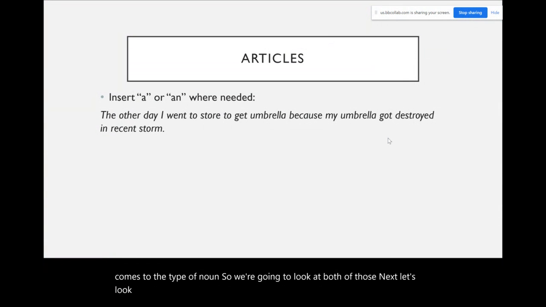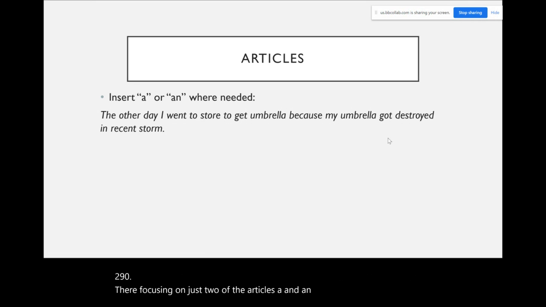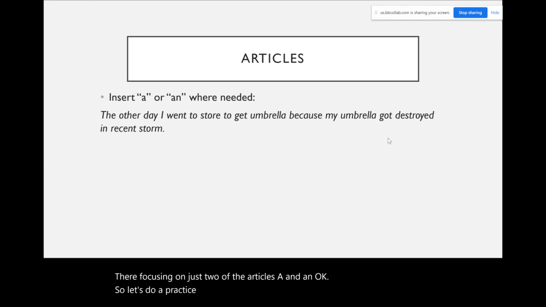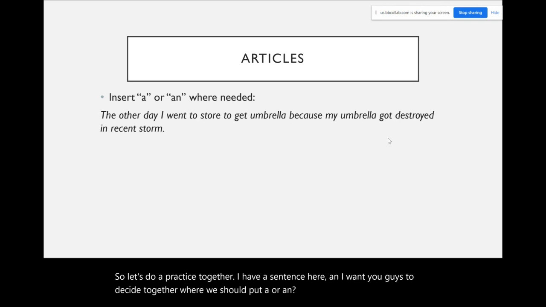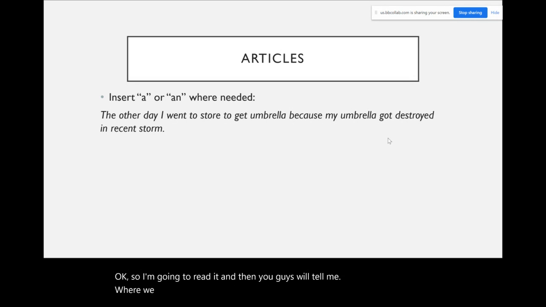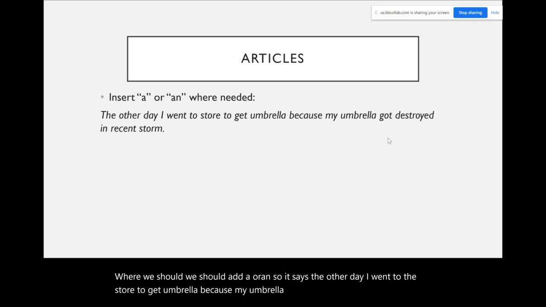Let's look at articles. Articles are a, an, and the. So on page 290, they're focusing on just 2 of the articles, a and an. Okay. So let's do a practice together. I have a sentence here, and I want you guys to decide together where we should put a or an. Okay, so I'm going to read it, and then you guys will tell me where we should add a or an. So it says, the other day I went to store to get umbrella because my umbrella got destroyed in recent storm.